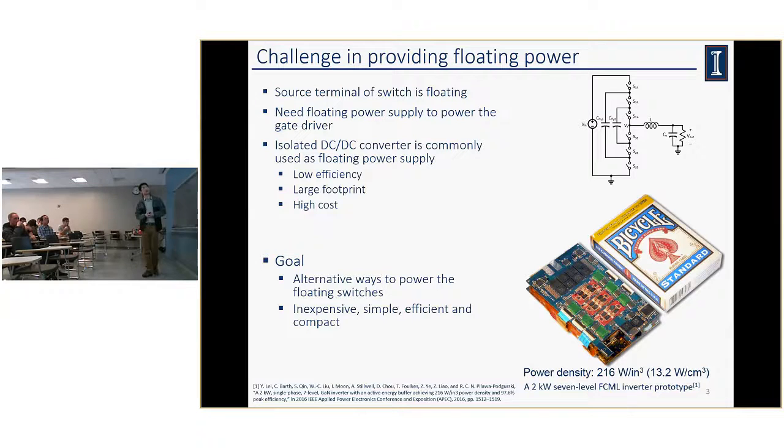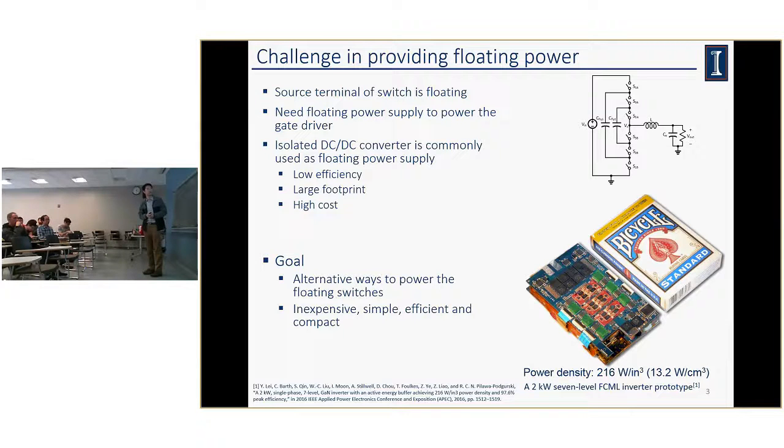Here, I'm showing a very simple four-level multi-level converter. This is actually not a new topology, as it was invented 25, 30 years ago, but it didn't gain much attention, primarily because it is very challenging to physically implement. One of the reasons is, as you can see, there are a lot of floating MOSFETs in this topology, which means we need a floating gate to source voltage to turn on the switches. So the traditional way to do this is to use isolated DC-DC power supplies.